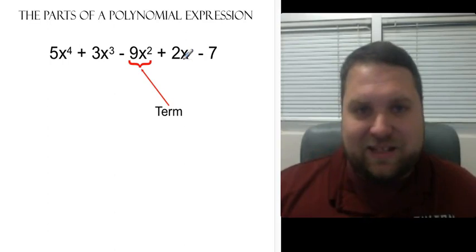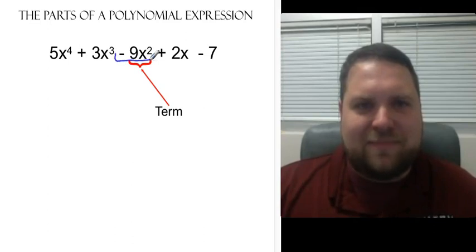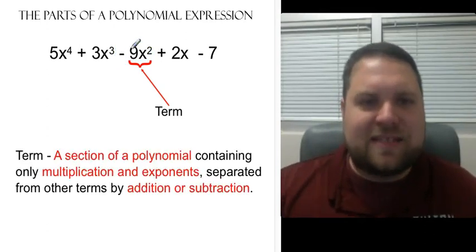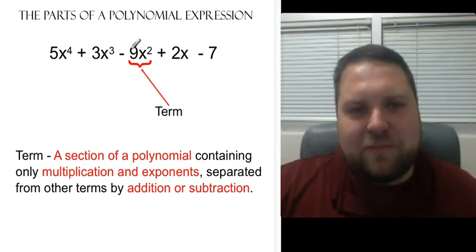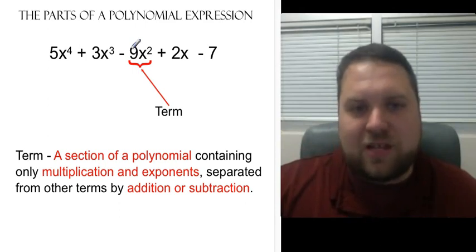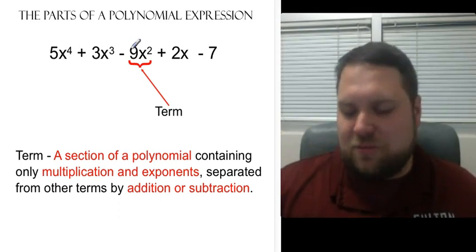So the first thing you got to know is what a term is. So in this case, and this mark here is even a little misleading, the term would be negative 9x squared. Notice that it includes the negative sign in front of it. And what a term is, it's a section of a polynomial containing only multiplication and exponents, so no addition or subtraction, and it's separated from the other terms by addition or subtraction.